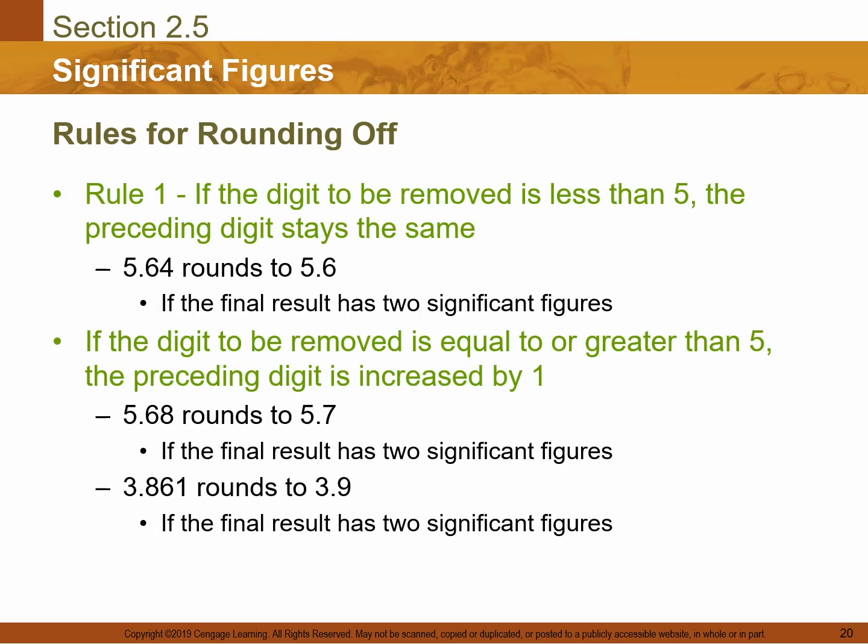Rule number 1. When we round a number, you first look at the digit that will be removed. If it's less than 5, the preceding digit stays the same. If it is 5 or greater, the preceding digit increases by 1. So in the example, 5.64 rounded to 5.6 and 5.68 rounded to 5.7 when 2 significant figures are required. The same rule gives 3.861 rounded up to 3.9 to two significant figures. Always decide the required precision before you round. You're usually better off not rounding until the very end.